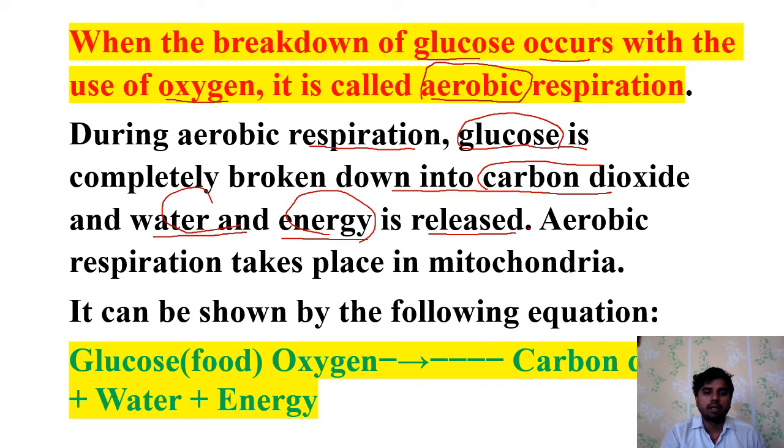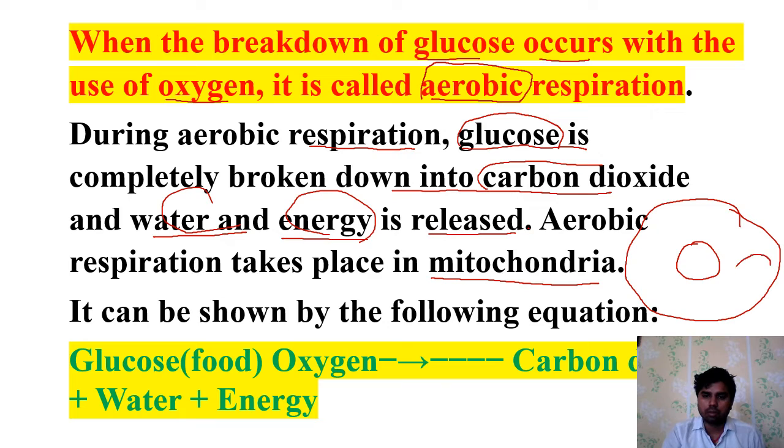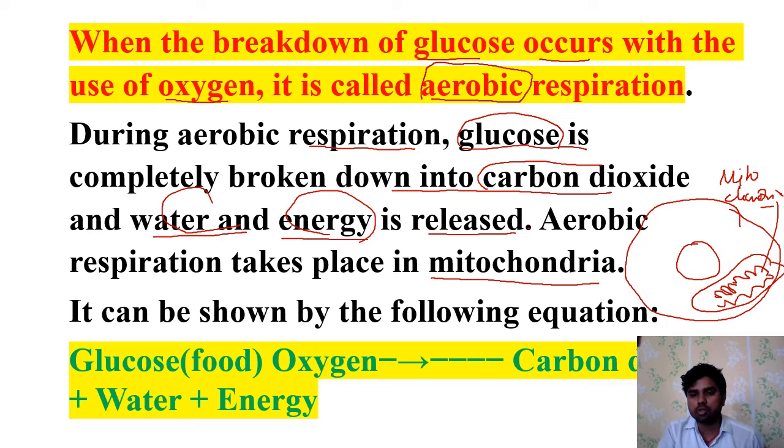Aerobic respiration takes place in the mitochondria. So where is the mitochondria, students? We have seen in the cells there is the mitochondria. It has finger-like projections. So this structure is the mitochondria. Here only this aerobic respiration takes place. It can be shown in the following equation: glucose, oxygen, carbon dioxide, water and energy in the form of ATP.